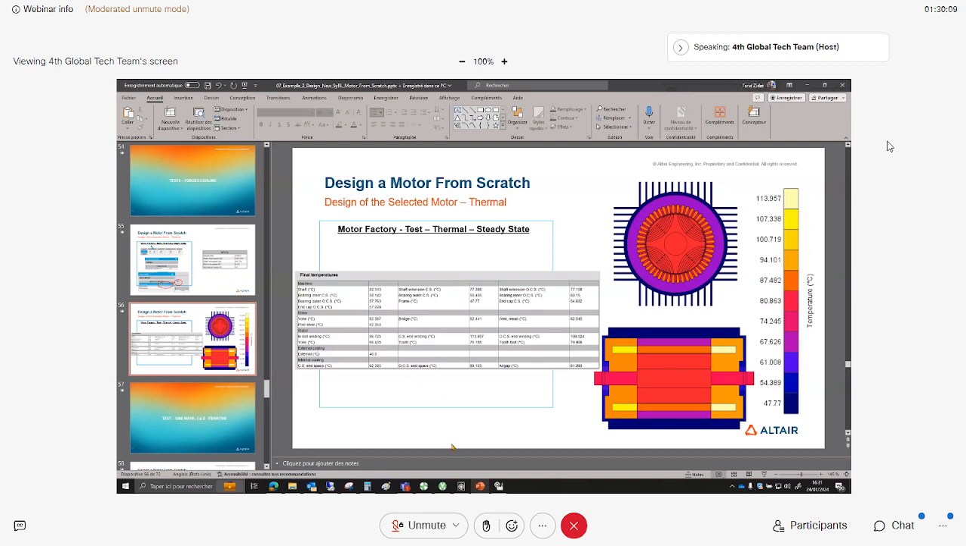Then you have this table, final temperature table, which is giving you the mean value of the temperatures on each location of the machine, the shaft, the bearings, the rotor yoke, the stator yoke, and so on.